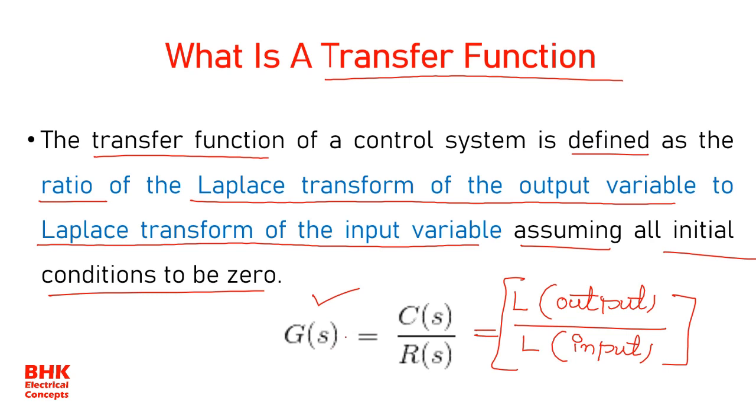Once again, the transfer function of a control system is defined as the ratio of the Laplace transform of the output variable to the Laplace transform of the input variable, assuming all initial conditions to be 0. So G(s) is equal to C(s) divided by R(s), where C(s) is the Laplace of output and R(s) is the Laplace of input.